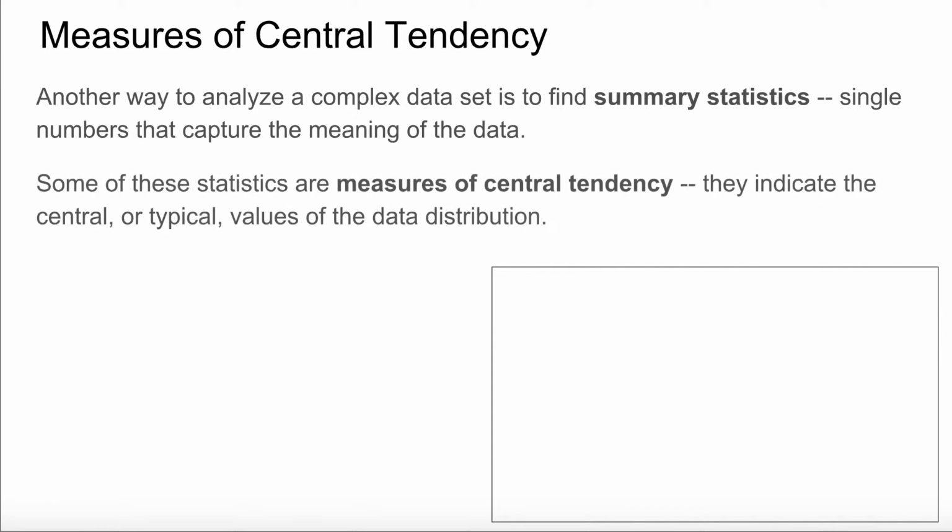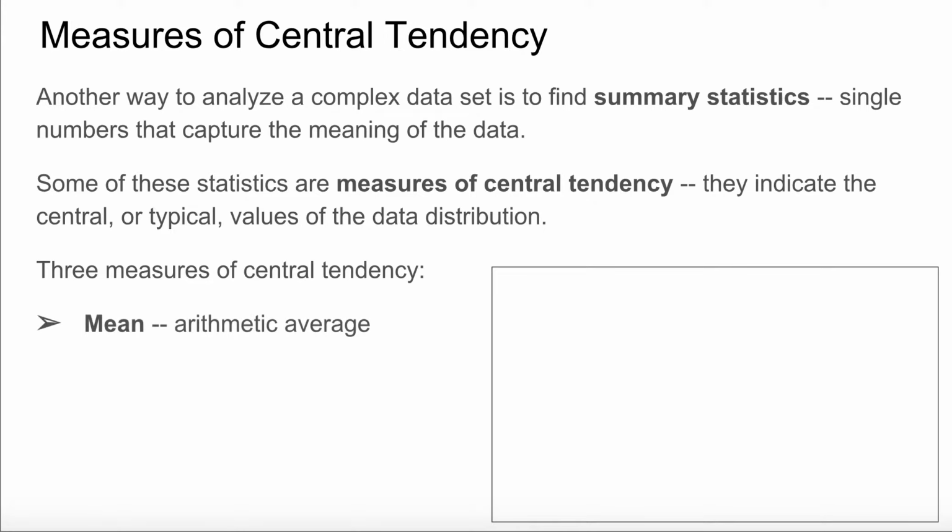Measures of central tendency are specific summary statistics. They indicate the central or typical values of the data distribution. We're not looking at the extremes, like the maximum or the minimum. We're looking for what's in the center, what's the middle, what's the most usual or typical value. And so there are 3 that we're going to talk about in this course.